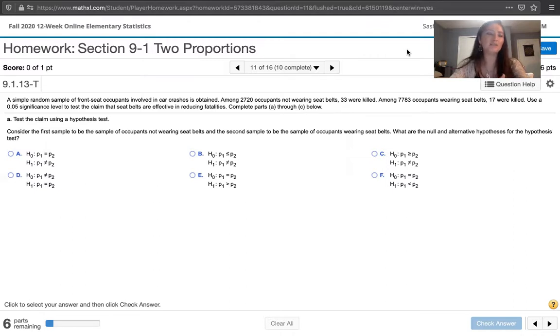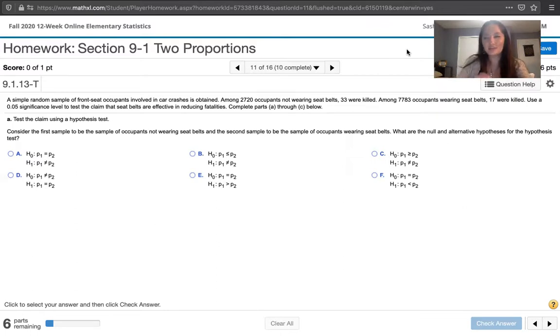In part A, we're asked to test the claim using a hypothesis test. And then it says, consider the first sample to be the sample of occupants not wearing seatbelts, and the second sample to be the sample of occupants wearing seatbelts. Then it asks, what are the null and alternative hypotheses for this hypothesis test?